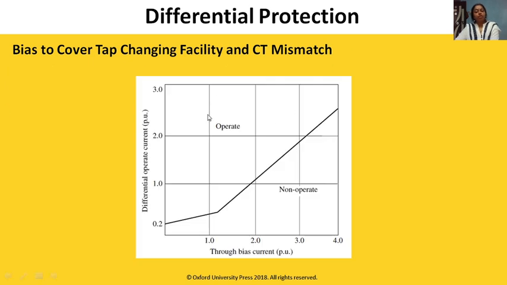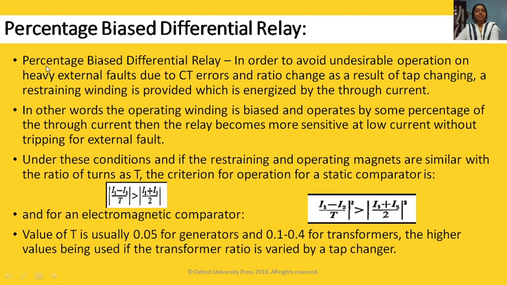This also we have seen, biasing. This is the bias characteristic. We have two slopes, first slope and second slope. Now we'll see the percentage bias relay. This we have already discussed in the case of differential relay as well as in the case of generators.